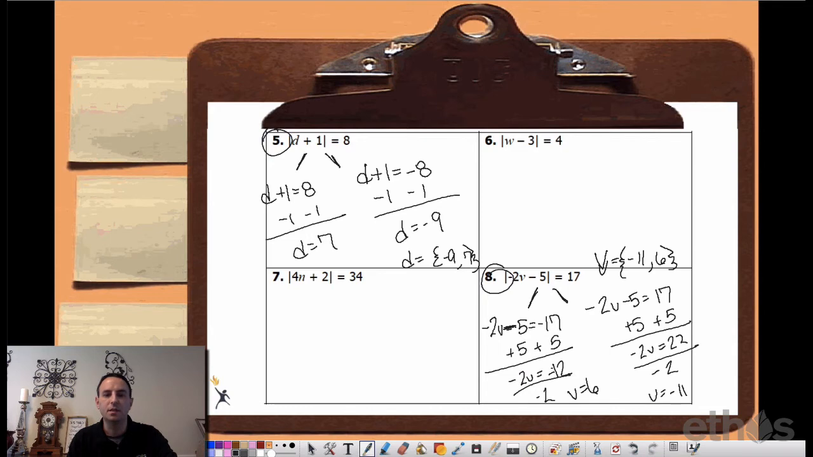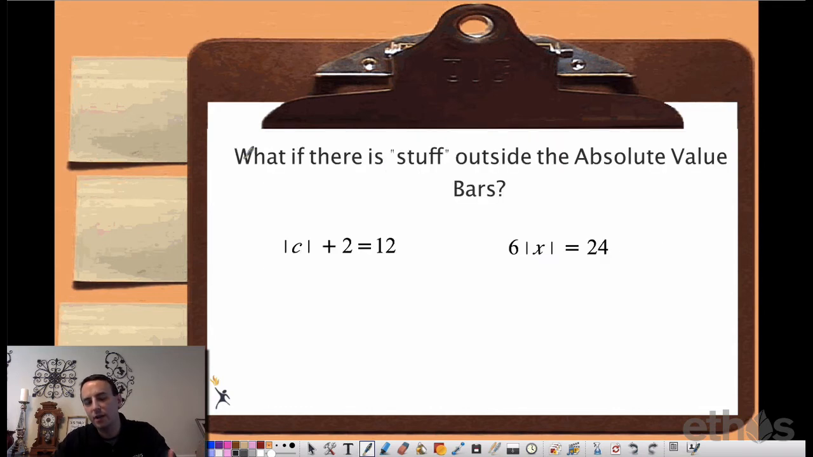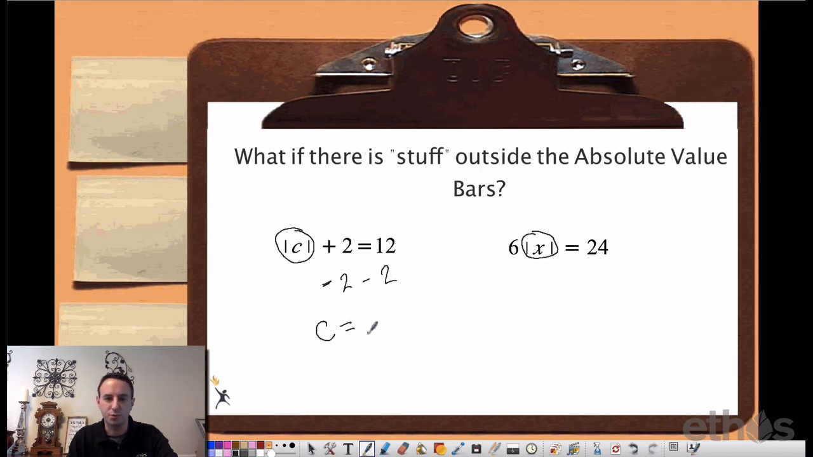All right. So this now answers the question, what if there's something outside the bars of the absolute value notation? This is really going back and saying, okay, now how do I isolate? Well, it's the same way you would isolate a variable. Pretend this is the only variable, and you want to get this isolated all by itself. So how do I take that apart? Well, I'm going to subtract 2 from both sides. So I'm going to get the absolute value of c is equal to 10. Now I'll split it up and say c is equal to negative 10 and c is equal to 10.